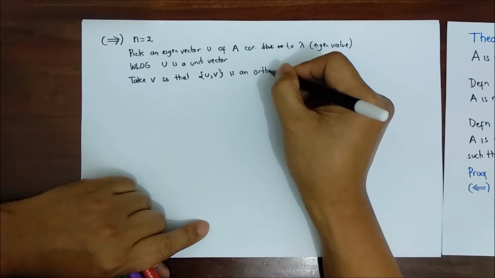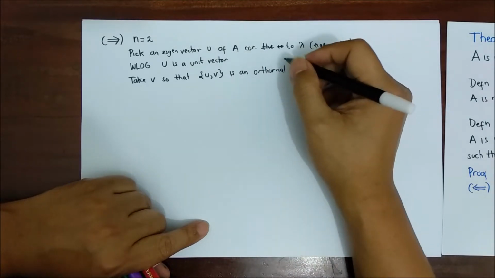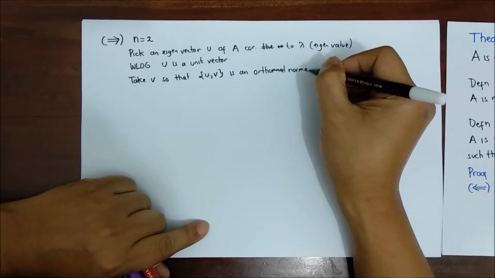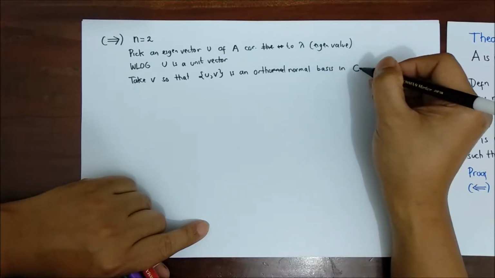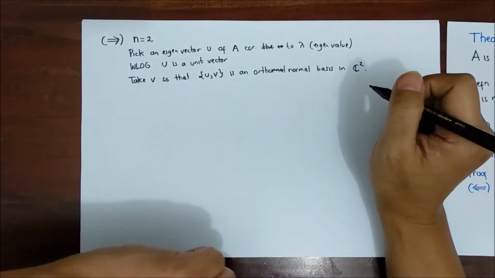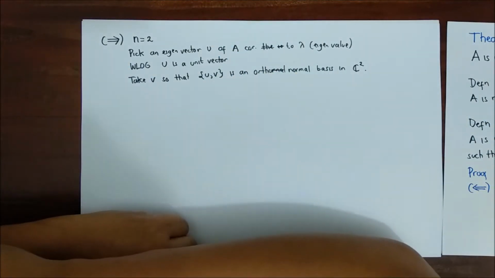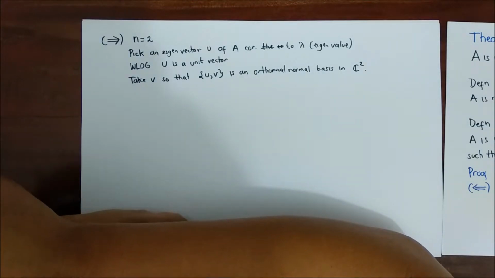And why can we always do that? Orthonormal basis in C2. Remember that if we have a linearly independent set, we can always extend it to make it into a basis.